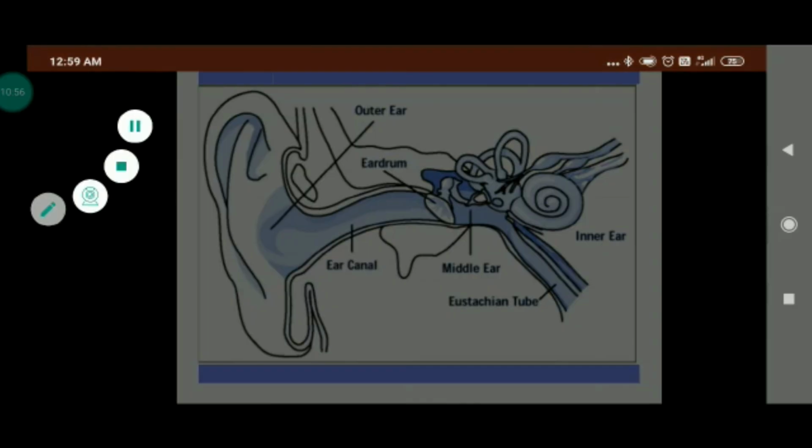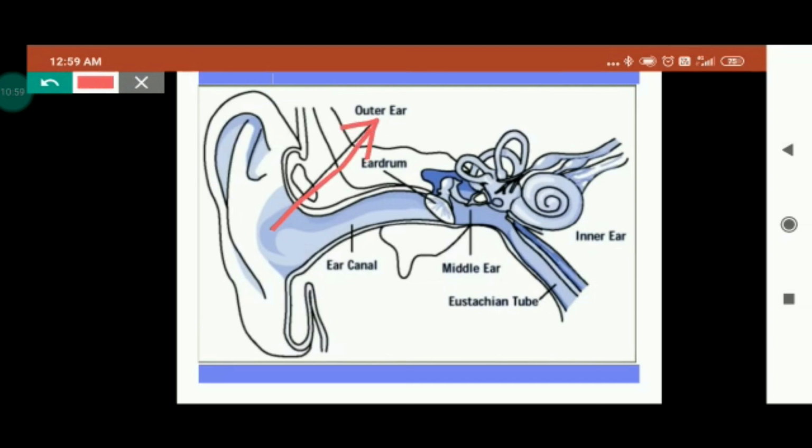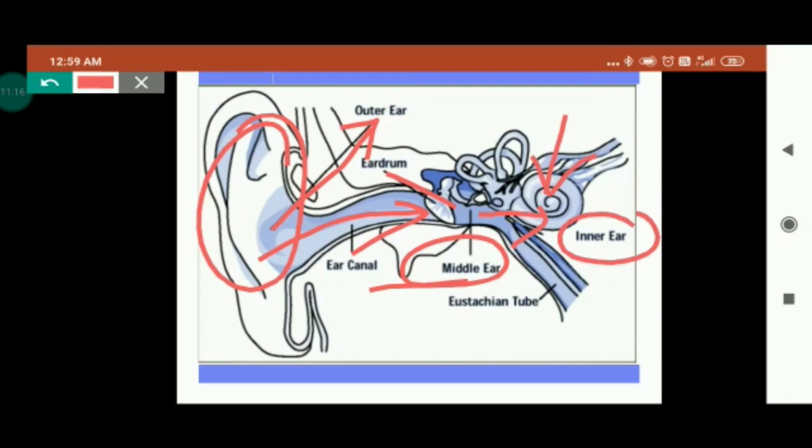If we consider the diagram, this part is the outer ear or the receiver. Then it goes to the middle ear, which contains the eardrum. The sound travels through the ear canal. Then it goes to the inner ear where there is a cochlea. And then it goes to the auditory nerve, and hence the brain receives it and interprets it as sound.